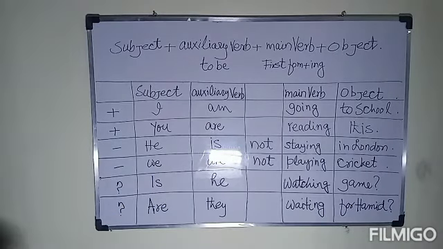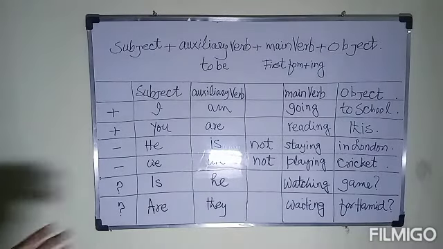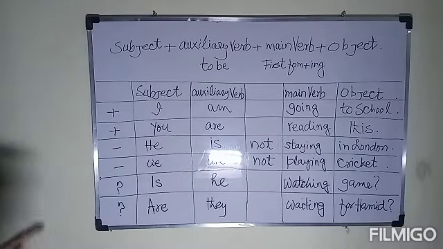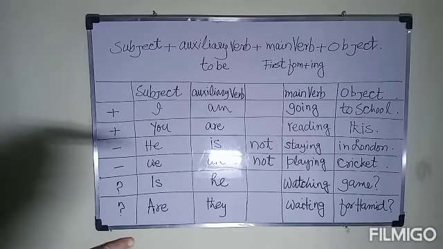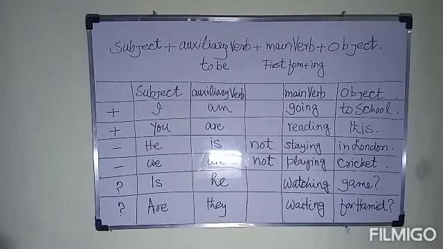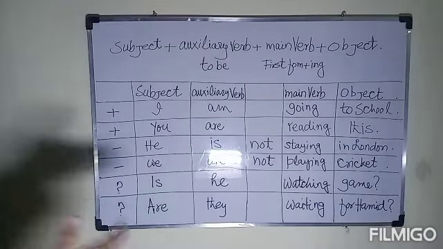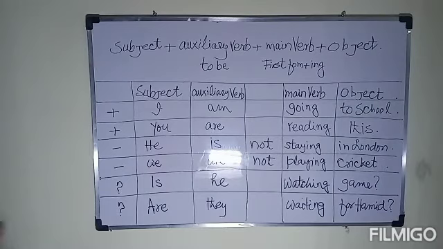The second sentence is, are they waiting for Hamid? See here, the auxiliary verb are we shifted already, and the subject we pushed to the place after the auxiliary. Are they waiting? Wait is the first form of the verb plus ing. This is what our formation says. So, are they waiting for Hamid? Clear?